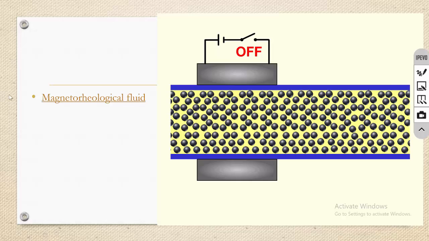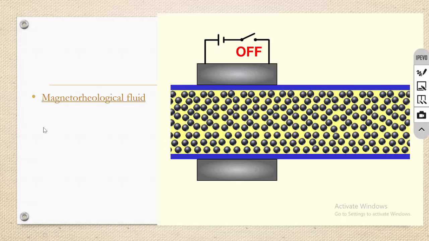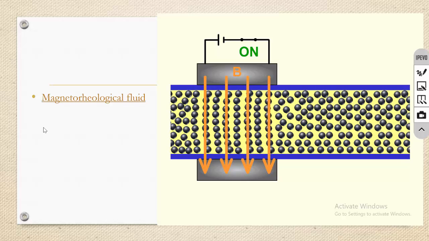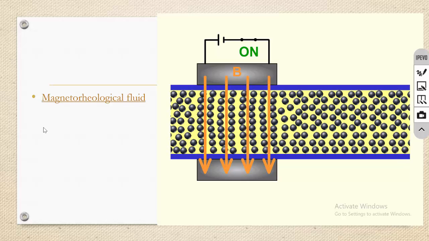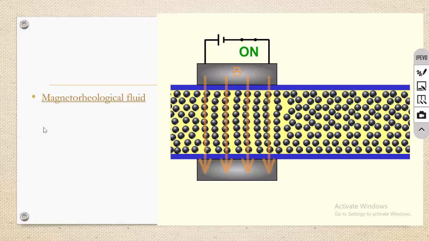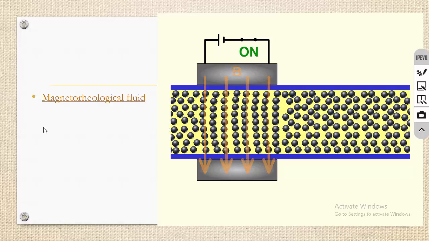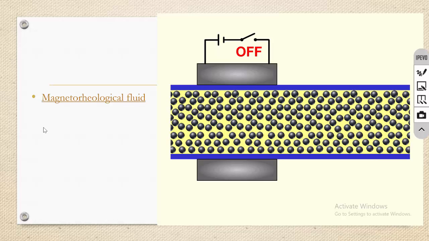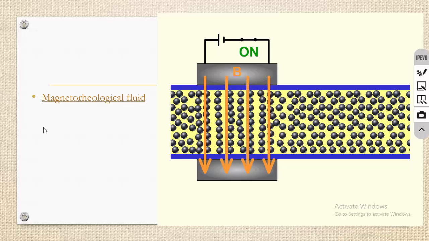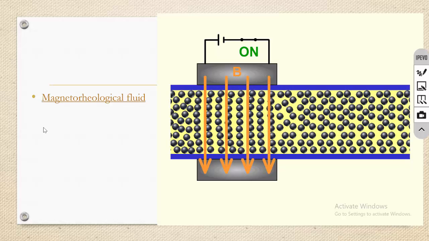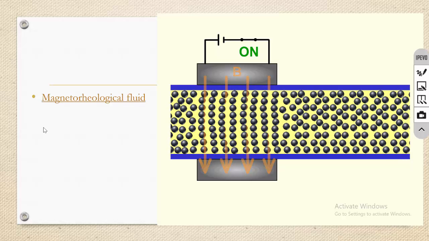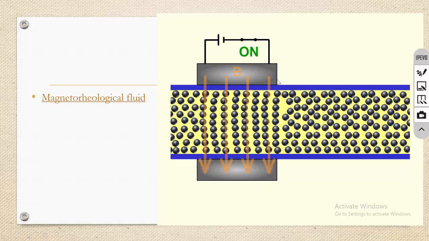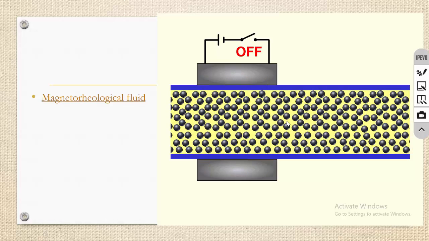So the first example of smart material is magneto-rheological fluid. Anyway, we are going to see all the smart materials in detail in this CO, but now I will give you a glance about the properties of smart materials. So the first one is magneto-rheological fluid. Okay, so these are all fluids. When it is subjected to a magnetic field, it will form a chain-like structure. You can see that when the circuit is closed, it is forming a chain-like structure, and it will control the flow.